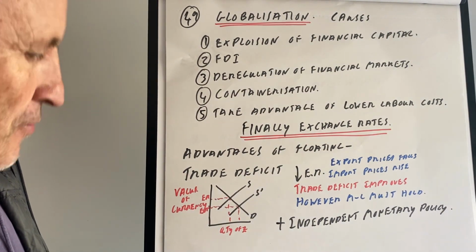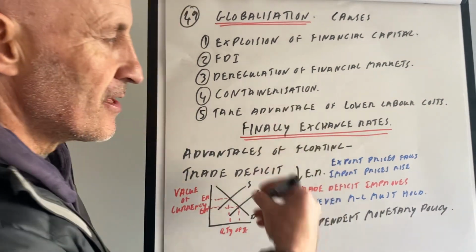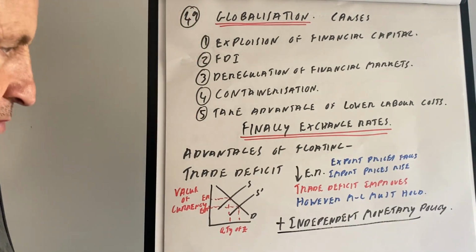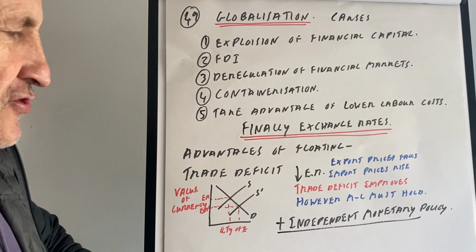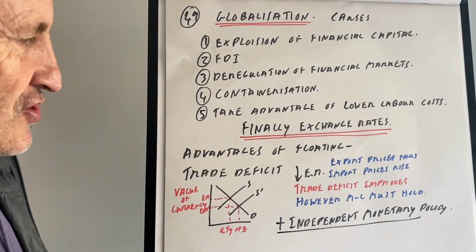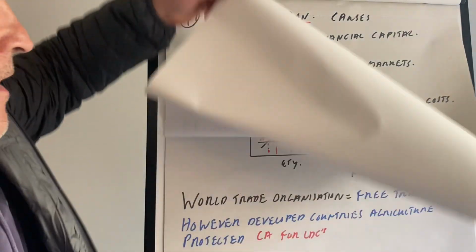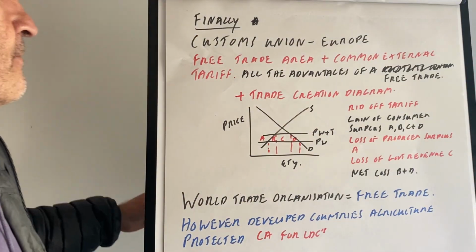Okay, so the two big advantages: number one, solve your balance of payments problem, and number two, you can have an independent monetary policy. The one disadvantage of a floating exchange rate is that it could create cost push inflation, but overall, you have to have a floating exchange rate, really. Okay, next one on here.